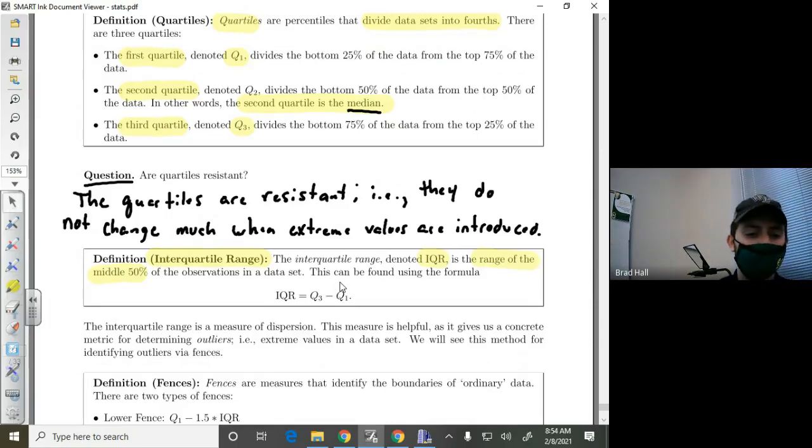As it says below, the interquartile range is a measure of dispersion, as I mentioned. The reason this number is so helpful is that it helps us determine outliers. I've heard a few of you mention the word outliers before. If you don't know what outliers are, they're just extreme values. There's a brief definition here: extreme values in a data set. But that sounds fairly relative. How do you know for certain if a value is extreme?